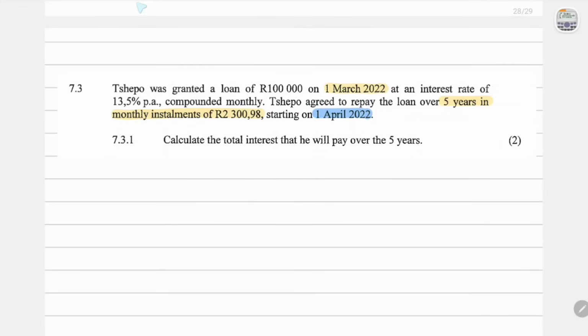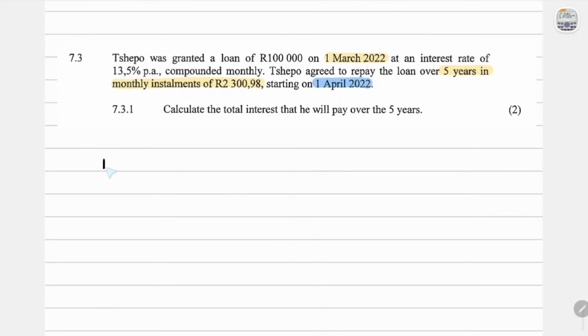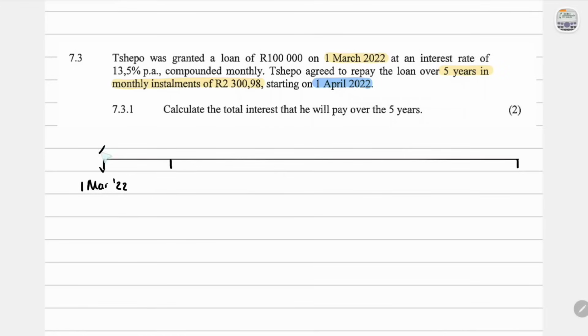That makes perfect sense. So he opens up or starts this loan right on the 1st of March 2022, and then he starts paying on the 1st of April. So that's following the normal order of a loan. You request for a loan and then you start paying 1 month later.